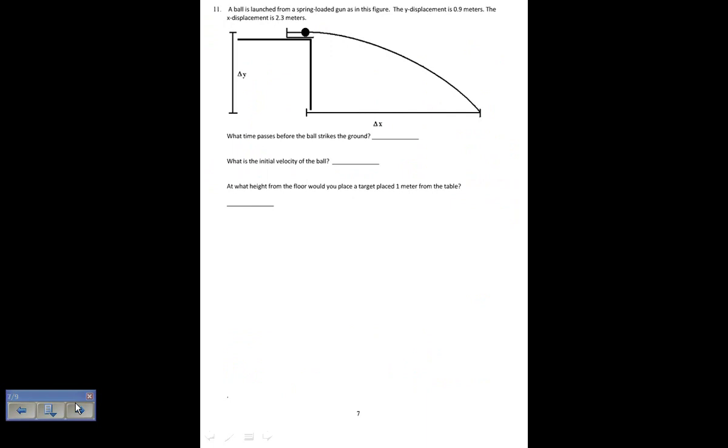Okay, number 11 was from the Projectile Motion Lab. This was like parts 1 and 4 of that lab. I know that delta y is 0.9 meters. Delta x is 2.3 meters. I want to find what time passes before the ball strikes the ground. For part A, I have to consider the y motion is 1/2 a t squared, because the velocity in the y direction is 0, so I just leave that out. So I have negative 0.9 equals 1/2 times negative 9.8 times t squared. Solving that for t, I find that t is equal to 0.43 seconds.